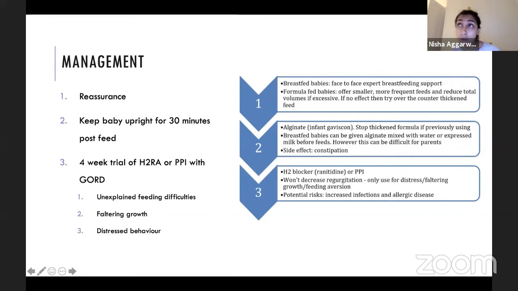I'd say I've seen omeprazole used quite a lot compared to how it's recommended by NICE to be used. So normally NICE has a 4-week trial of omeprazole or ranitidine if there's unexplained feeding difficulties, so not sure why it's gored, but they're really struggling with the feeding, faltering growth or distressed behaviour. You would stop the Gaviscon if you're going on to omeprazole, but that can have its own side effects as well. So I think the key thing about reflux is reducing medical intervention and doing a lot of feeding support with parents.